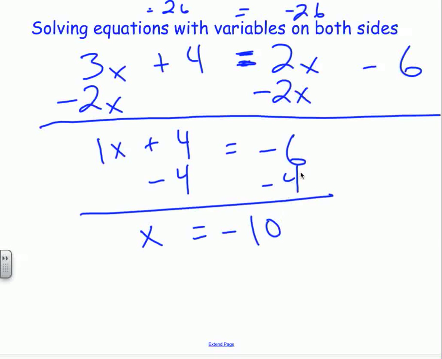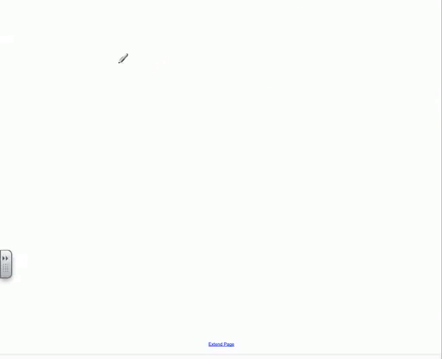Alright, so that's the first example that I have for you. Let's look at a new problem. This one will be 5x minus 3 equals 2x minus 9. Same basic problem. Why don't you pause it, try to do it on your own, see what happens.